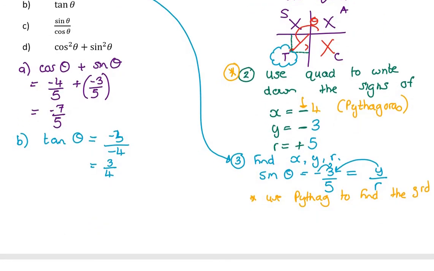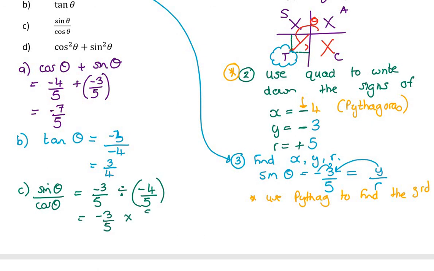Right, so let's look at question C. Question C says, what is sine of theta divided by cos of theta? So sine is y over r, divided by x over r. It's easier to tip and times here, because otherwise I get a fraction within a fraction. Now because it's said without a calculator, I think I need to show some working. So if I tip and times, my r's cancel, and guess what? I get negative 3 over negative 4, which is 3/4.